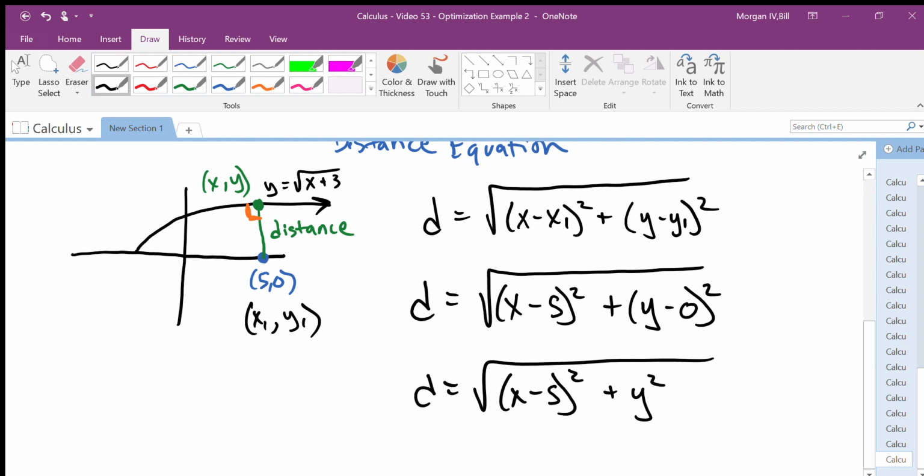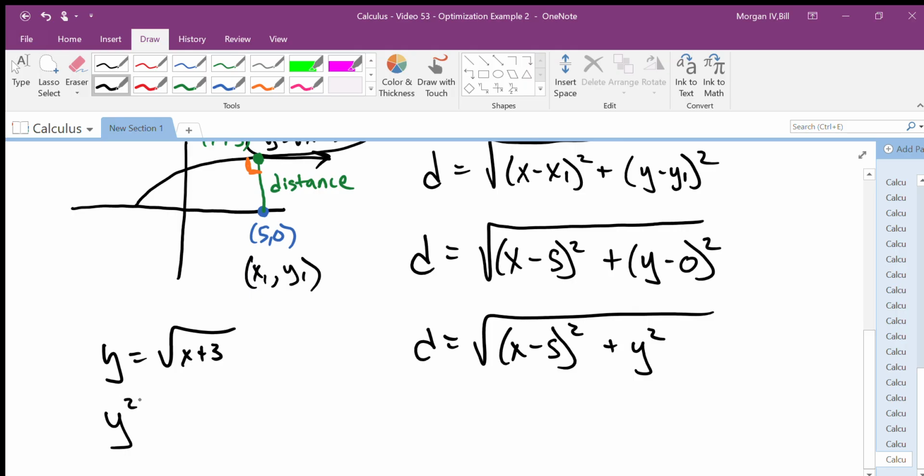Okay, so we're trying to minimize this distance, but we still have two variables here. We still have an x and we have a y. So we need an equation that will relate x and y together so that we only have one variable on the right-hand side. What should that be? Well, the thing that relates x and y is the equation of the curve. y is equal to the square root of x plus 3. And if y is equal to the square root of x plus 3, we actually have a y squared over here, so let's replace that and say that y squared then is simply x plus 3.